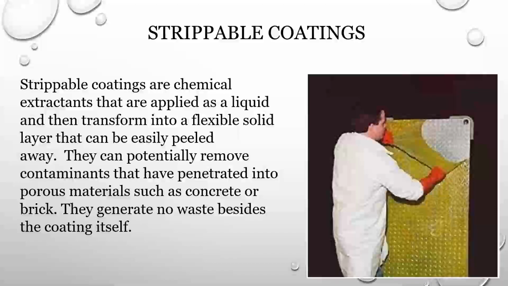Strippable coatings. Strippable coatings are chemical extractants that are applied as a liquid and then transformed into a flexible solid layer that can be easily peeled away. They can potentially remove contaminants that have penetrated into porous materials such as concrete or brick. They generate no waste besides the coating itself.